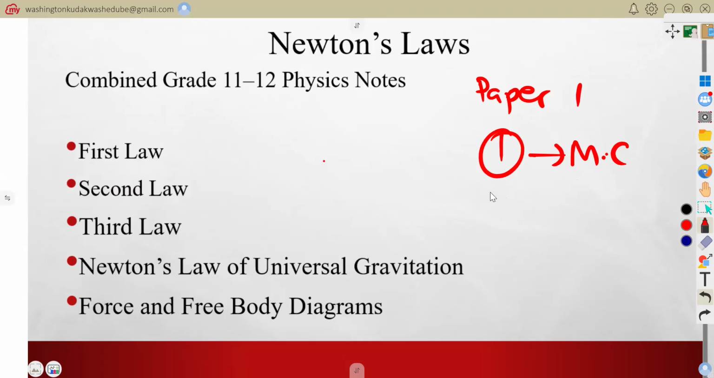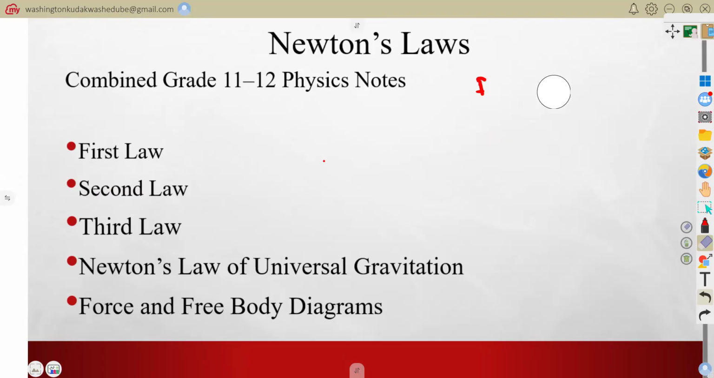After your multiple choice questions, question number 2 is always and usually forces and Newton's laws, when it comes to application, definitions, as well as actually solving problems in regard to forces and Newton's laws. So you need to pay particular attention to this topic from grade 11, since we have already done grade 11 and some are still doing grade 11. You need to revise this topic very well, because you will always find it on your physical sciences paper 1.